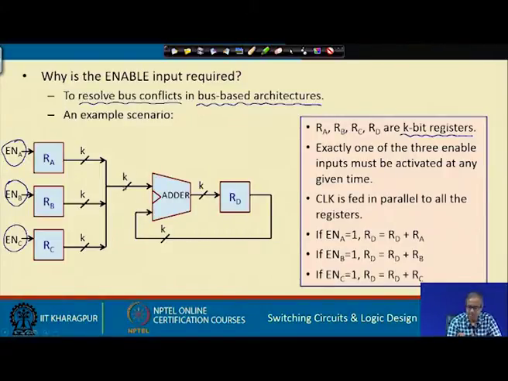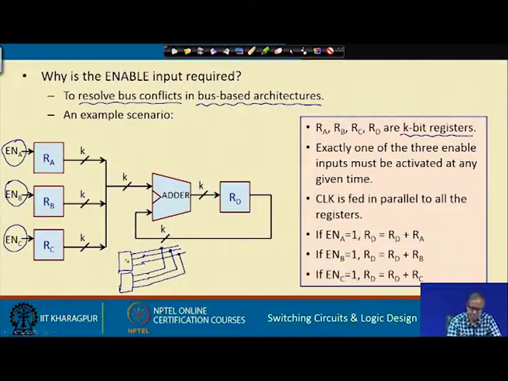What do you mean by tying them together? Let us say k equal to 3, this is RA and this is RB, I am showing only RA and RB. Tying them together means the first output of RA and the first output of RB I am tying together, the second output of RA and the second output of RB I am tying together, and the third output of RA and the third output of RB I am tying together. Similarly, for RC.